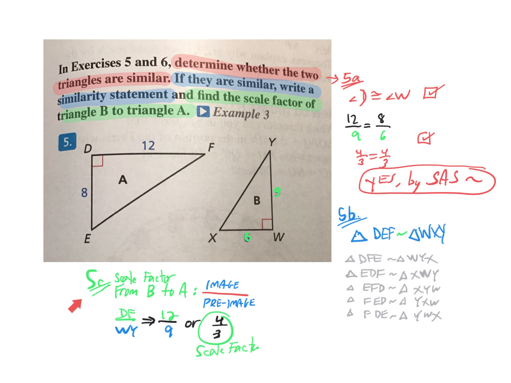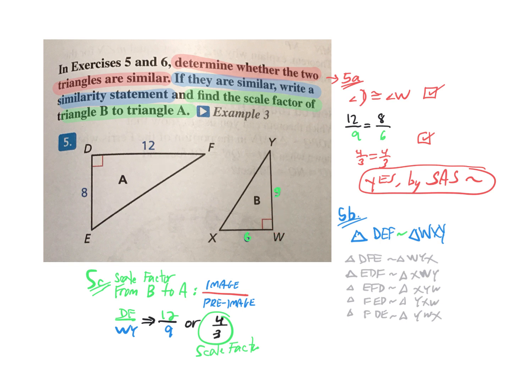All right, finally, part C. Remember when we look for the scale factor, as we do a transformation from one triangle to another one, the scale factor will be the image part over the pre-image part. And these are corresponding parts. So if we do DF over WY, that's the long leg divided by the long leg. Those are corresponding parts, long over long.